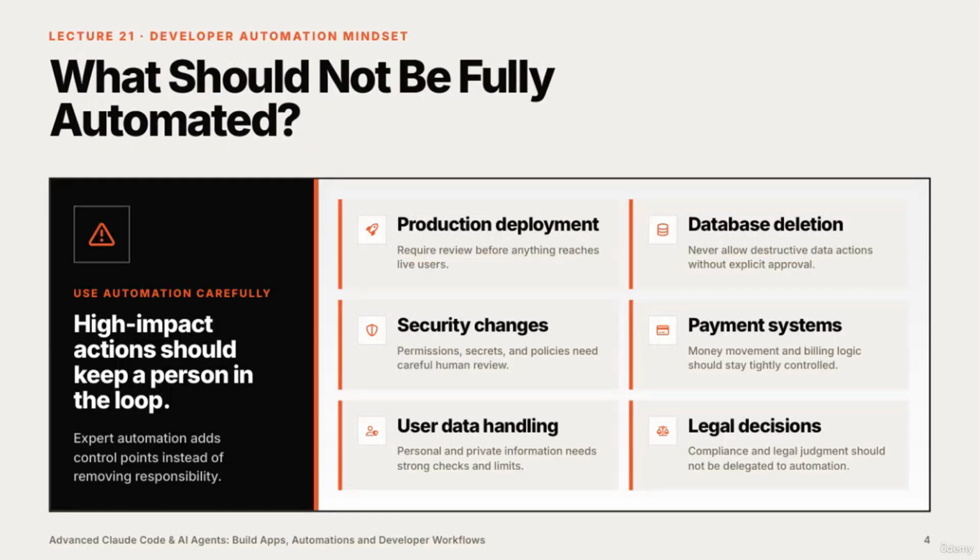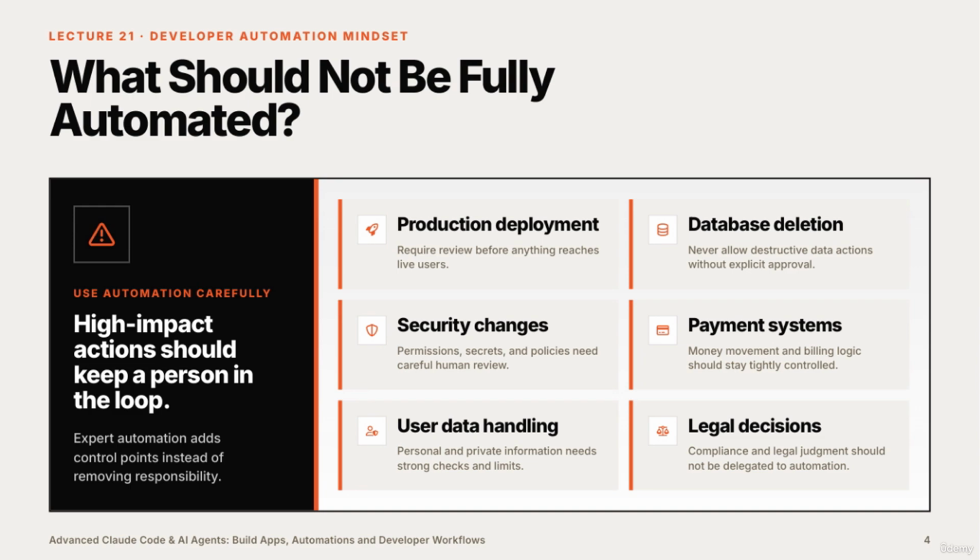When it comes to automation, it's important to use it carefully and thoughtfully. Not everything should be fully automated, especially when high-impact actions are involved. These actions should always keep a person in the loop to ensure proper judgment and control. Expert automation isn't about removing responsibility. Instead, it adds control points where humans can intervene. For example, production deployments should never happen without a thorough review before anything reaches live users. This helps prevent mistakes that could affect customers.